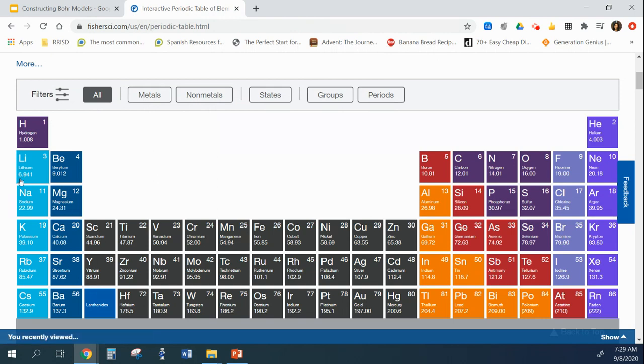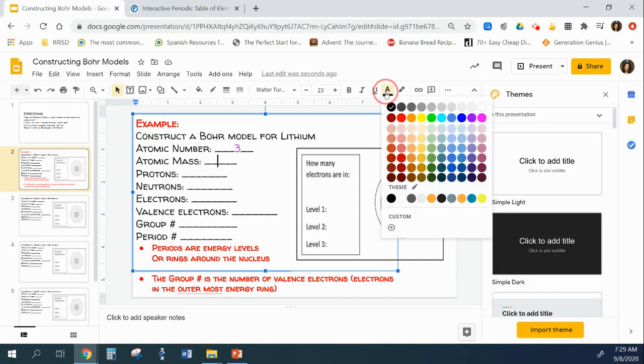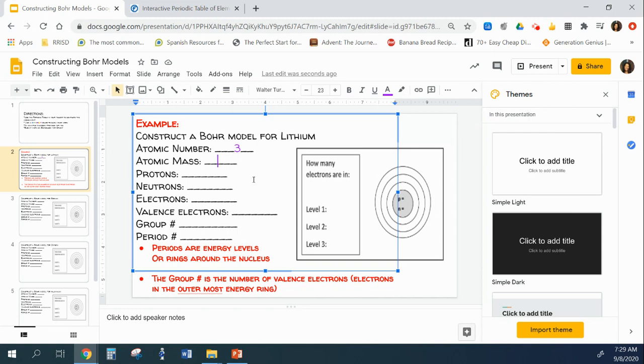6.941 is really close to 7, so I'm going to say that it has an atomic mass of 7. Protons, I know protons are equivalent to the atomic number. So that's pretty easy. I'm going to say it's 3. Neutrons, you need to subtract the atomic number from the atomic mass, and that's because the atomic mass is made up of the protons and the neutrons.